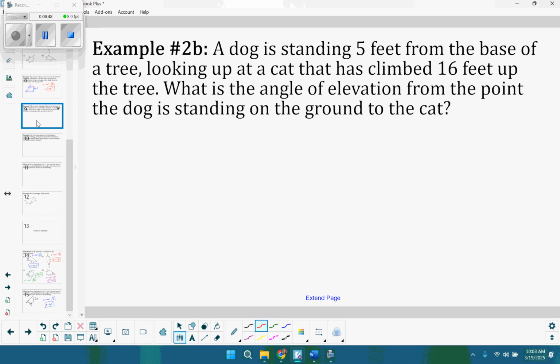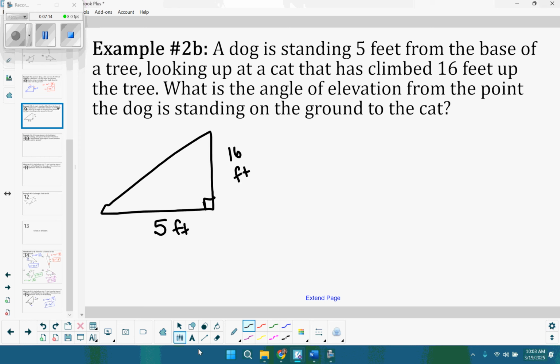Example 2B. A dog is standing 5 feet from the base of a tree, looking up at a cat that has climbed 16 feet up the tree. What is the angle of elevation from the point the dog is standing on the ground to the cat? So in our right triangle, we have a dog looking up at a cat. So the dog is 5 feet from the tree, and the cat is 16 feet up the tree. And we're looking for the angle of elevation, which is always on the bottom horizontal line.